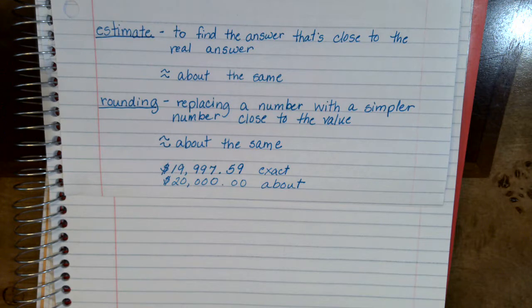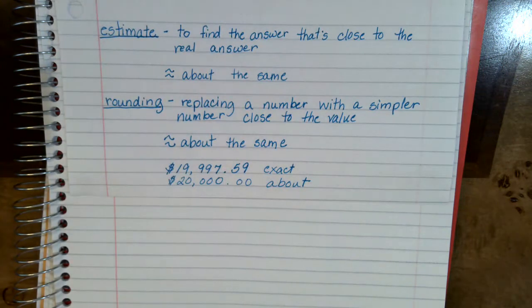So, the first thing that I did was I put up our vocabulary words. If you'll take a minute and look at those words, the first word is to estimate. This is a verb meaning to find the answer that's close to the real answer. So, it means about the same. And with rounding, we're replacing a number with a simpler number close to the value. So it's an approximate answer, which means it's about the same.